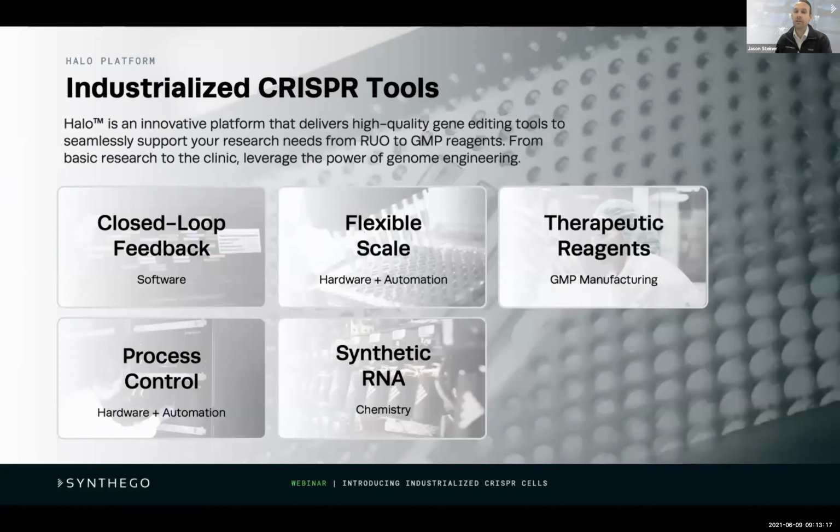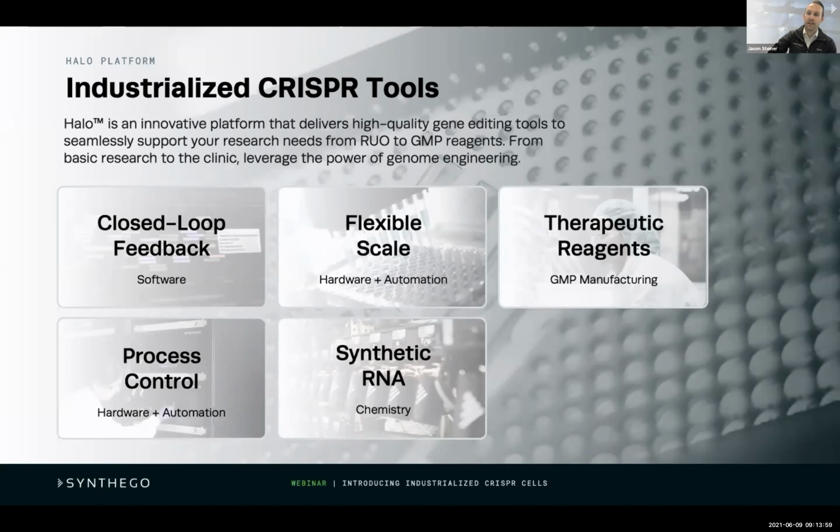A very brief snapshot of some of the underlying features and technologies that support our two platforms. So our Halo platform is composed of proprietary hardware, software protocols, and chemistries. These produce high-quality genome editing tools as products that support researchers across the spectrum from basic discovery through therapeutic reagent manufacturing, including a GMP guide RNA facility that we have built. We do have closed loop feedback on this as well that continually improves the quality and the design, particularly the bioinformatic design of our products. And we have a wide range of production scales that supports synthesis requirements for many applications.